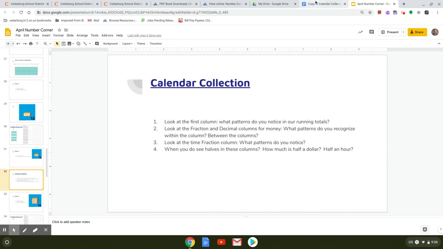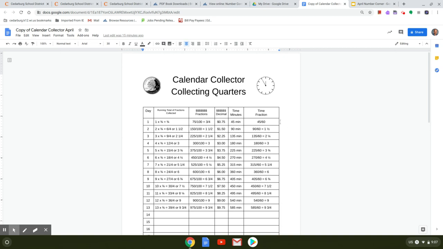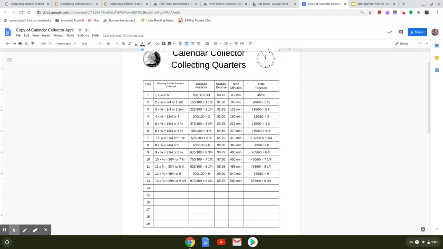then notice any patterns. So I have my finished day 13 number corner for calendar collector done. Go ahead and look at yours, compare your grid, your columns to my columns, and see if you notice any patterns. What are the patterns that you notice in this first column?